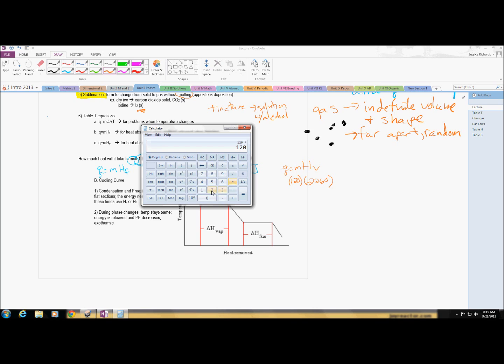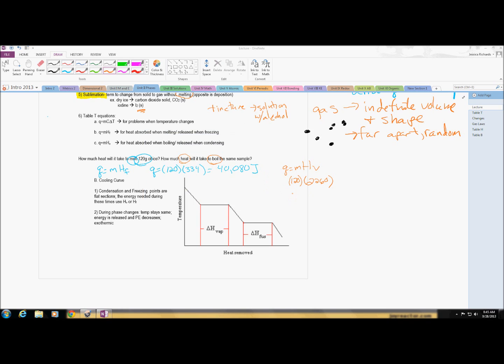120 times 2,260, and we have 271,200. And again, the units here are joules because the grams cancel.